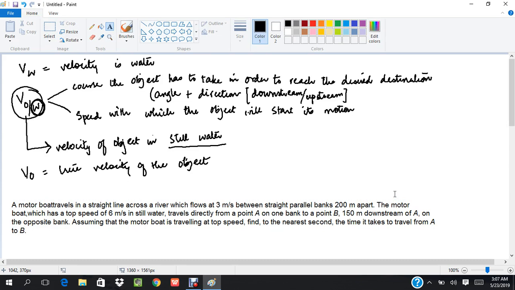The first step in all questions of relative velocity will be that you draw a diagram first so that you can visualize the situation and scenario of the question better. So in this question, what do we have? We have two parallel banks, and these banks are 200 meters apart.